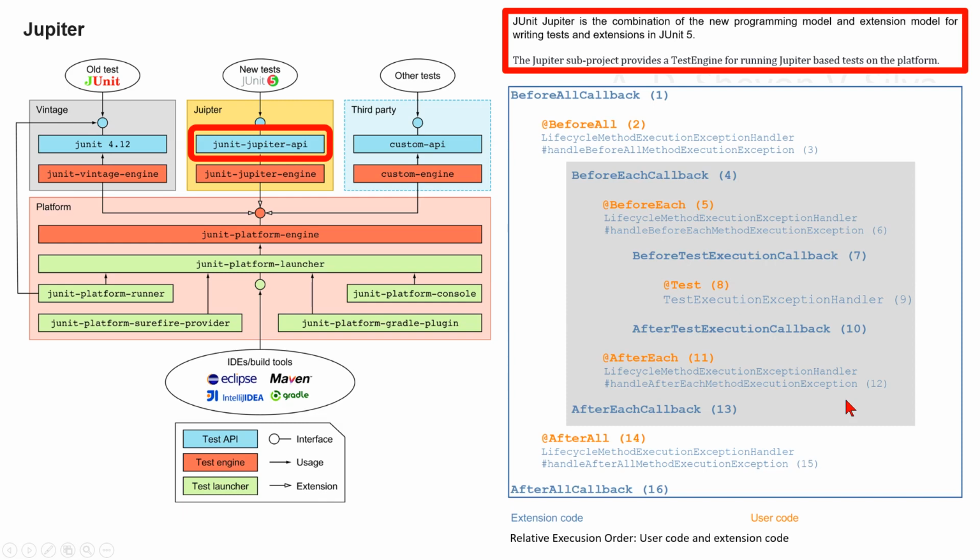Handle after each method execution exception. The default void handleAfterEachMethodExecutionException(ExtensionContext, Throwable) in interface LifecycleMethodExecutionExceptionHandler. Handle the supplied Throwable that was thrown during the execution of the @AfterEach lifecycle method.